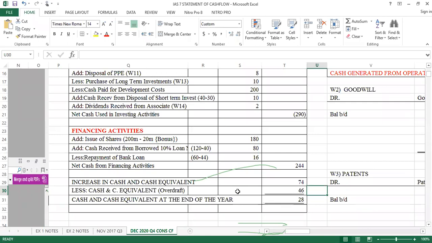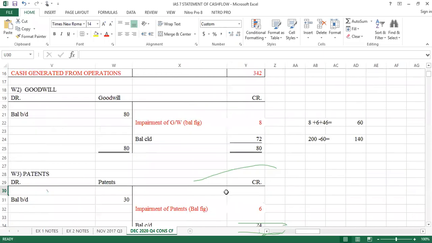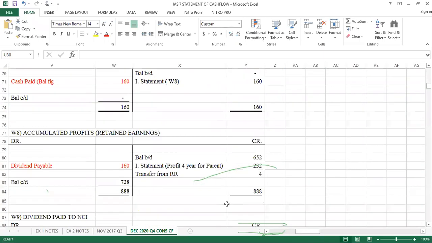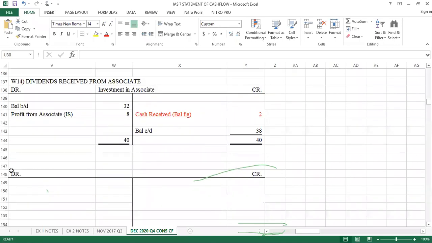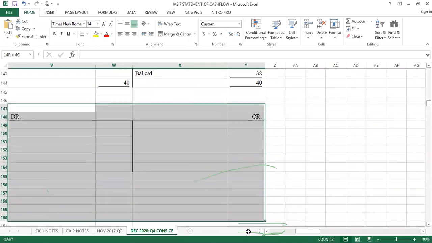Okay, somebody's asking me to explain the bonus issue, but is the energy even there? So remember the bonus issue. Let me just remove this because we don't need it.